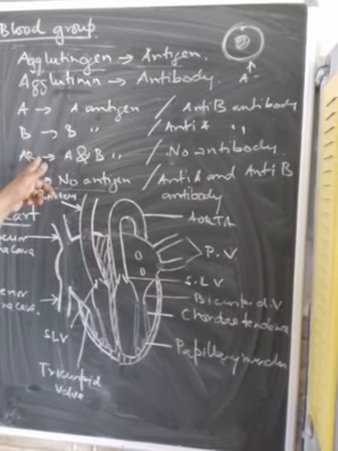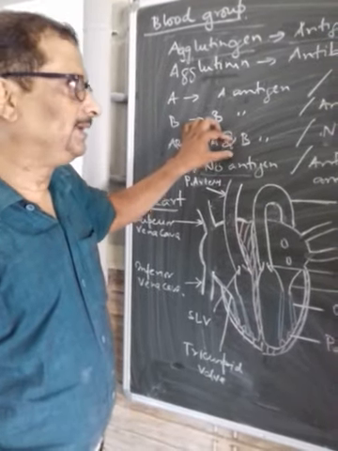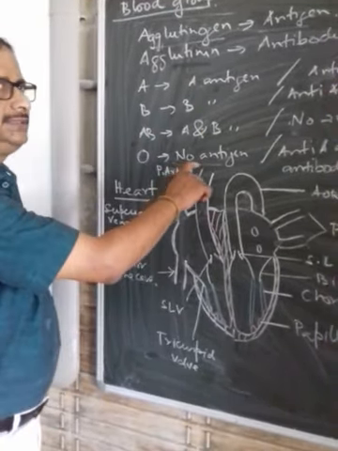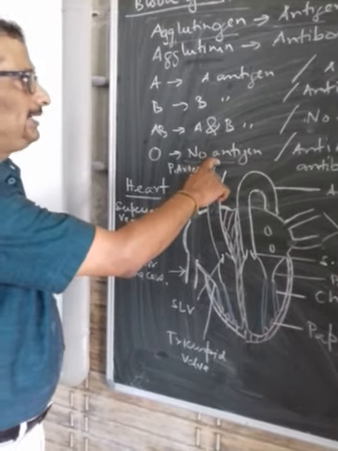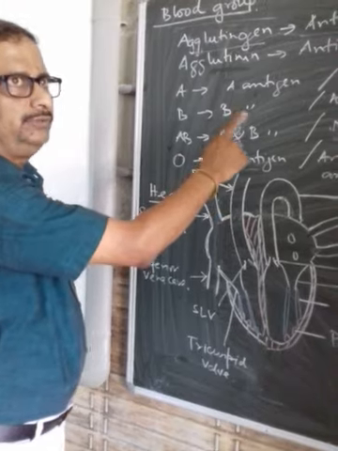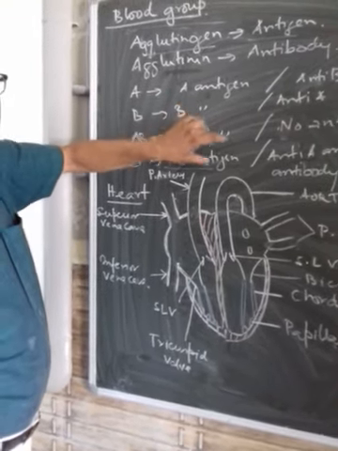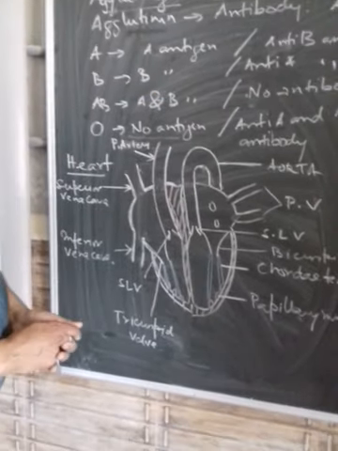But AB will take, so we say that AB is a universal recipient. Whereas O, since it has no antigen, can donate to everybody. So that's why we say O is called the universal donor. So we have AB group as a universal recipient and O group as a universal donor.